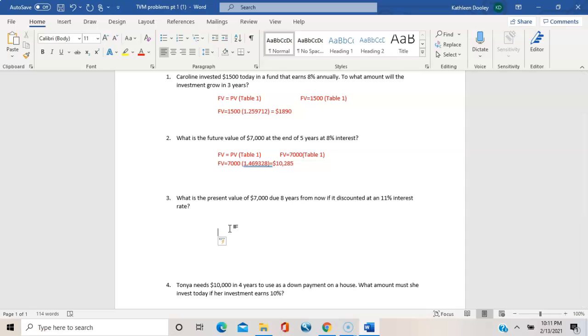All right, so here we have: what is the present value of 7,000 due in 8 years if it's discounted at an 11% rate? Here it's asking us for the present value, so the present value is going to have the question mark. The future value is the 7,000. It's due 8 years from now, so N equals 8 and I equals 11%. So here we want the PV, and the PV equals the opposite, FV, times table 3.